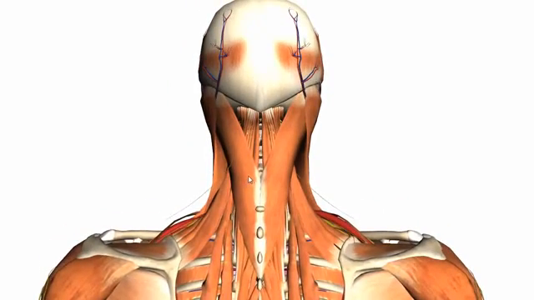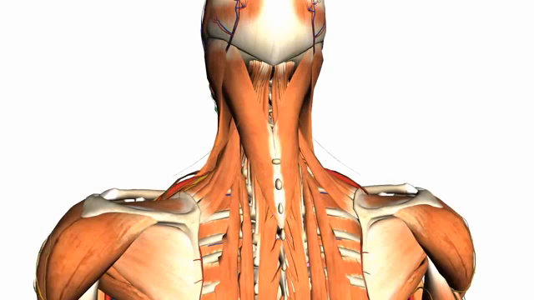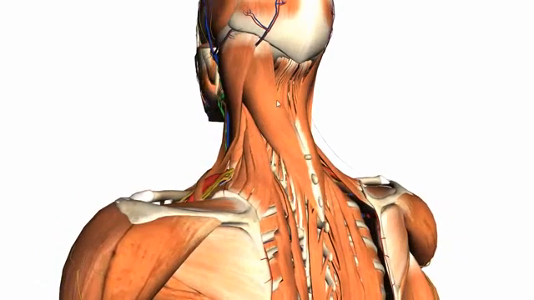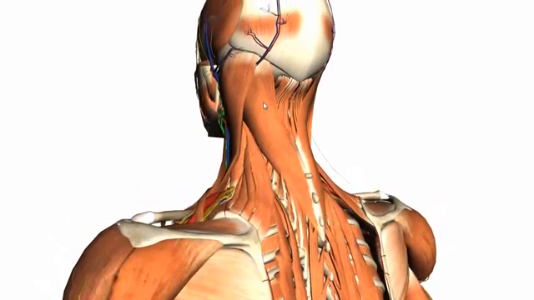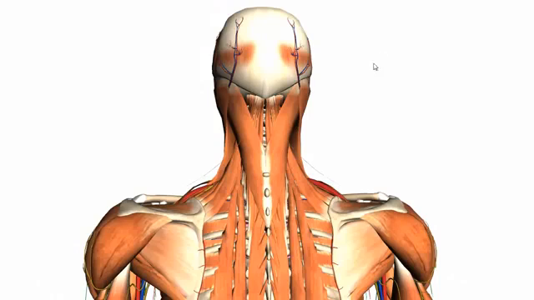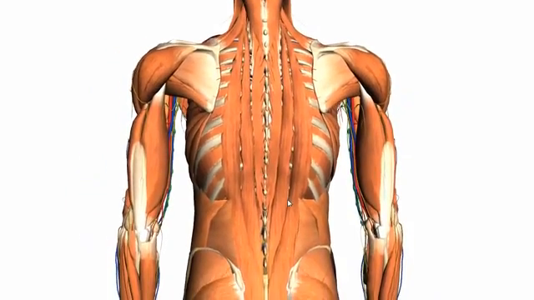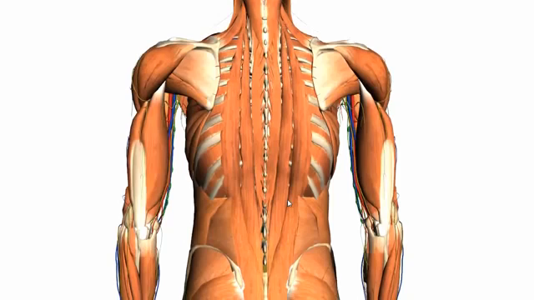So the two spinotransversalis muscles are the splenius capitis, which is these two muscles here, and the splenius cervicis, which isn't shown on this model for some reason, but it originates just below the splenius capitis and inserts onto the transverse process of vertebra C1. Okay. So those two muscles move the head and neck, and next I'm going to talk about the erector spinae muscles.